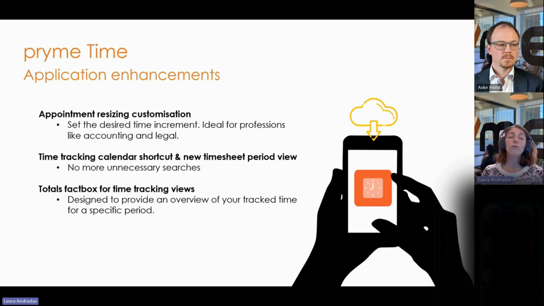So let's see what's new for Pryme Time, our time tracking application. Here we see enhancements in terms of customization, since now you can set the desired time increment. This is very helpful for companies such as law firms or accounting firms. Then there's also a new shortcut to the time tracking calendar and a new timesheet period view. And a totals fact box has been added that provides an overview of your tracked time.